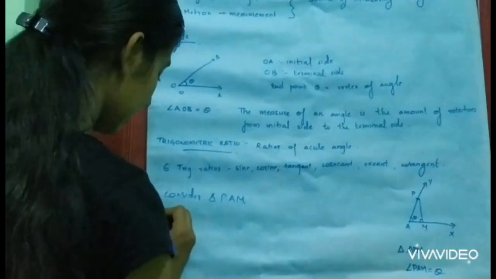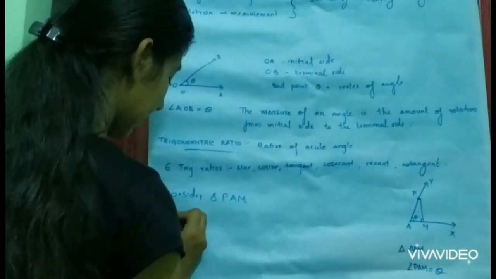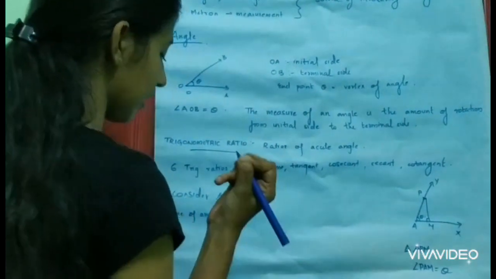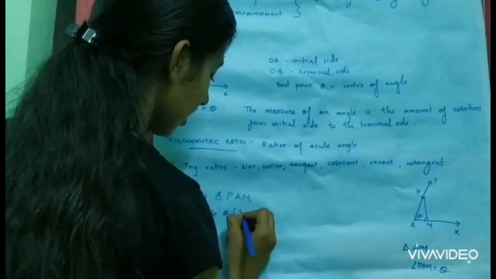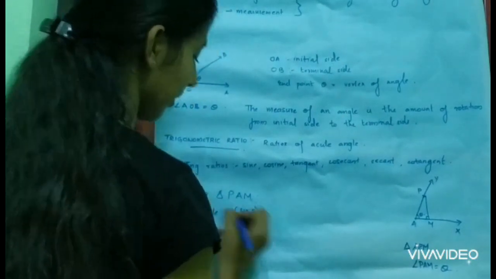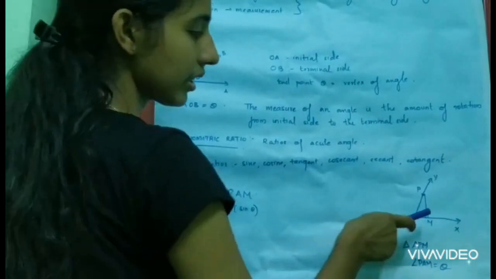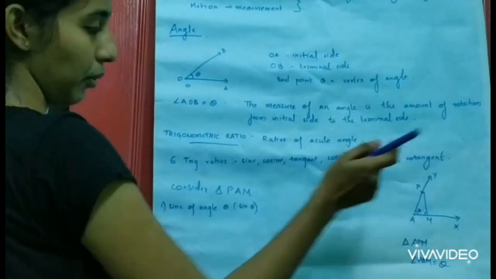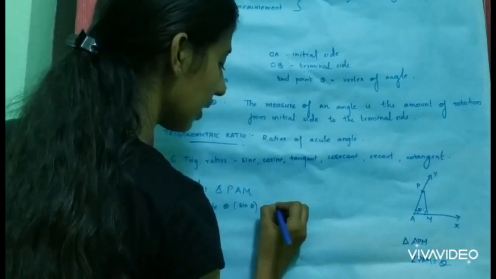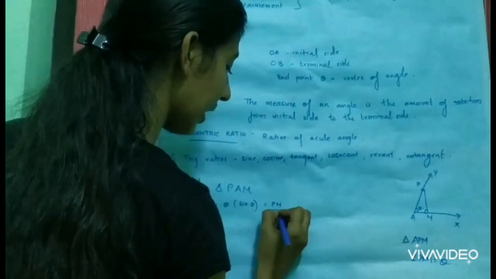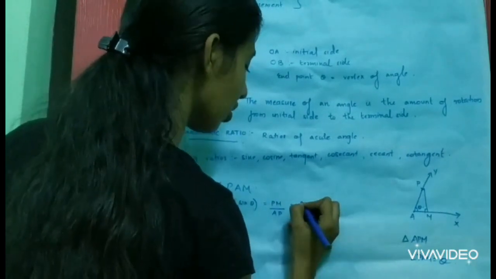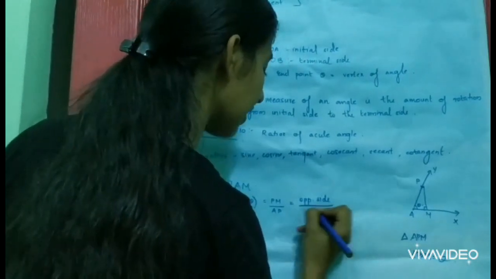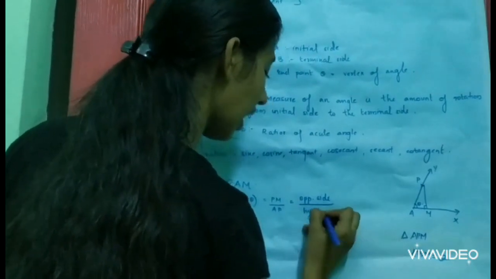The first one is sine, that is sine of angle theta, and this is represented as sin theta. Sin theta is the ratio of the opposite side to the hypotenuse. That is, here it is PM by AP, the ratio of the opposite side to the hypotenuse.